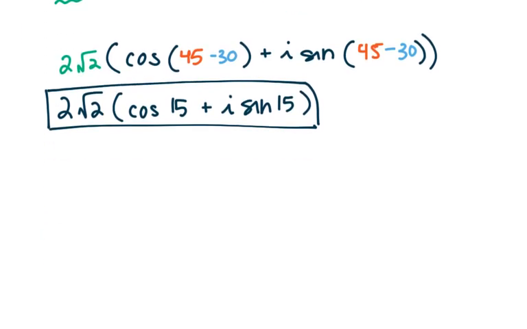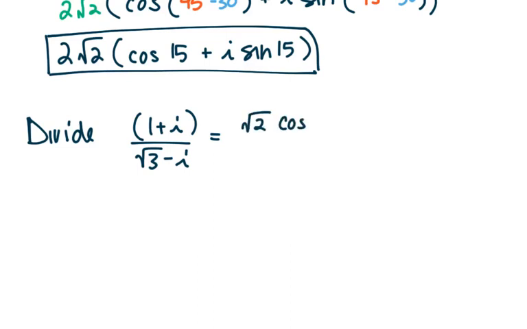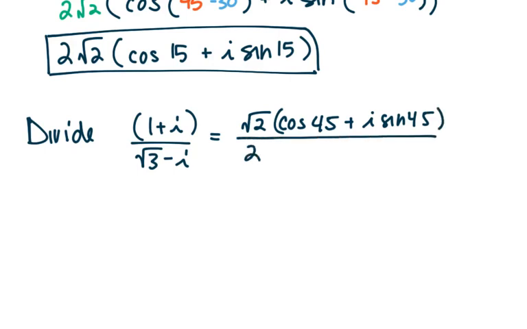Similarly, if we were asked to divide, so I'm going to list this here, and we'll say divide 1 plus i over root 3 minus i. Well, that's dividing these two values, or these two trig notation functions. We're going to have root 2 times cosine of 45 plus i sine of 45 over 2 cosine of negative 30 plus i sine of negative 30.